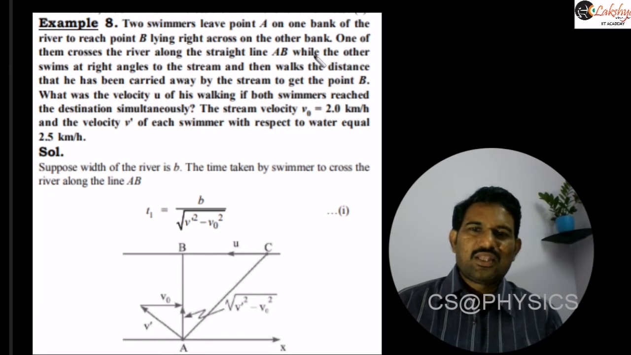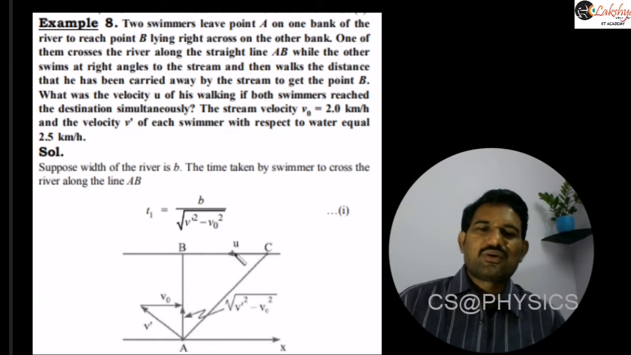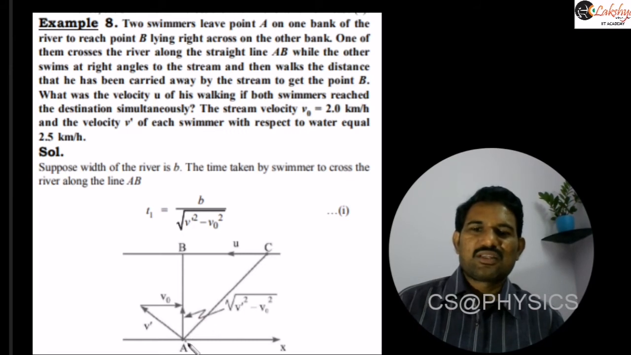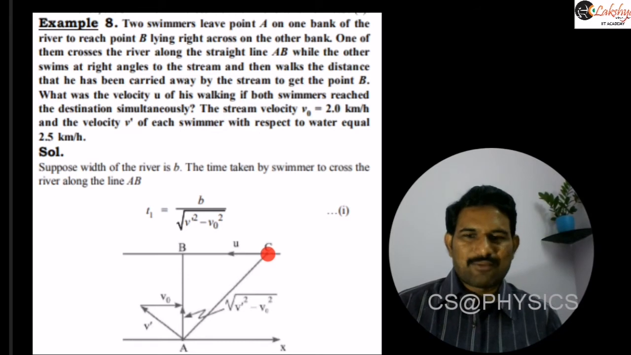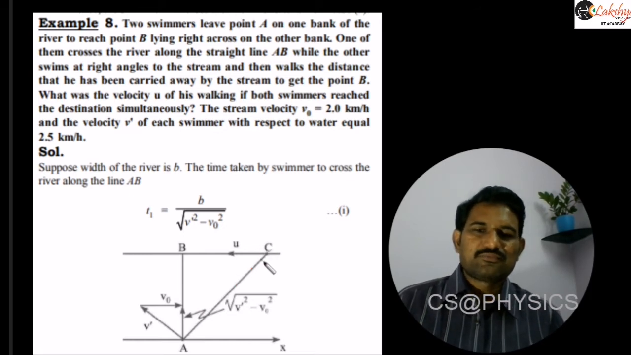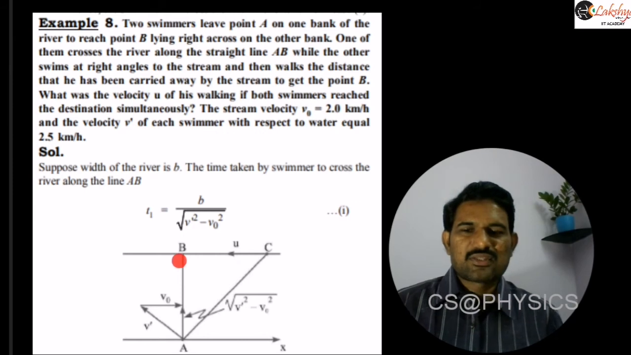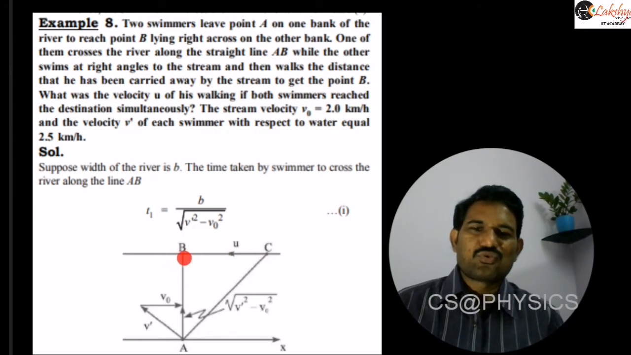And the other swims at right angles to the stream. Right angles to the stream means he is crossing the river in the shortest possible time. But he doesn't reach the point B directly. So he will reach some point C here, right? When he reaches the point C, then he has to walk this distance to reach the point B.